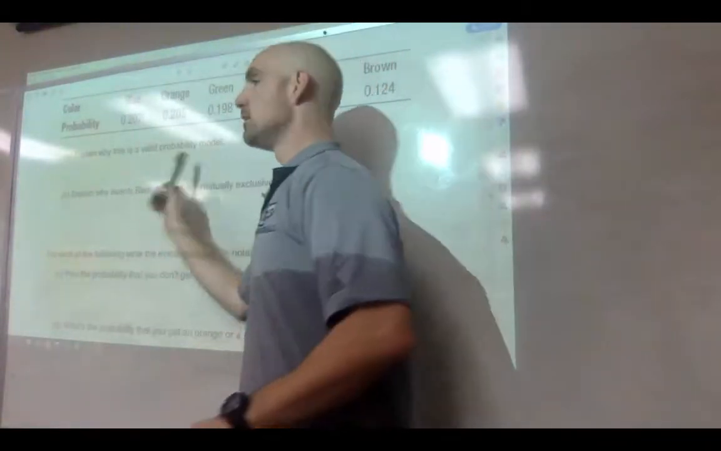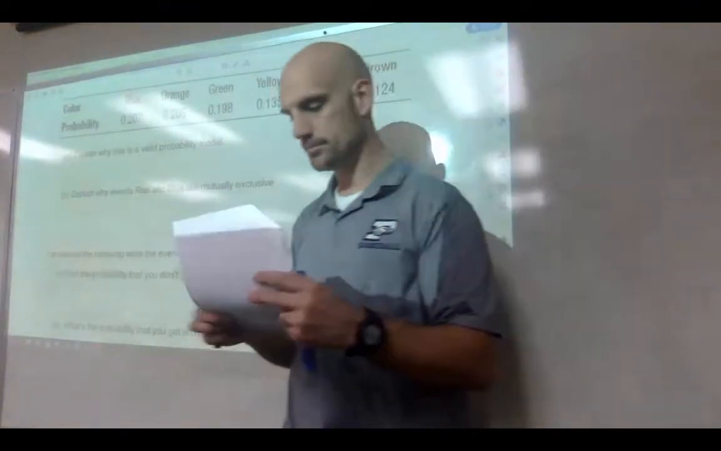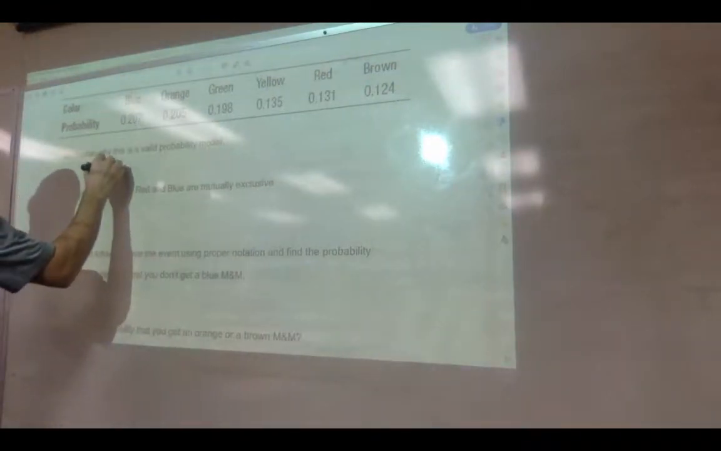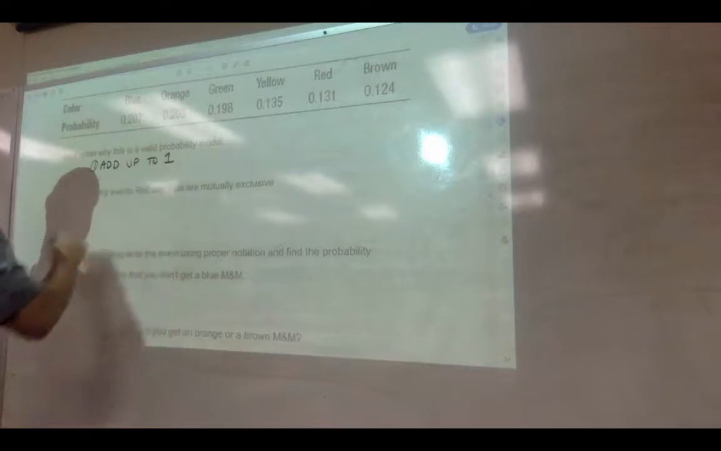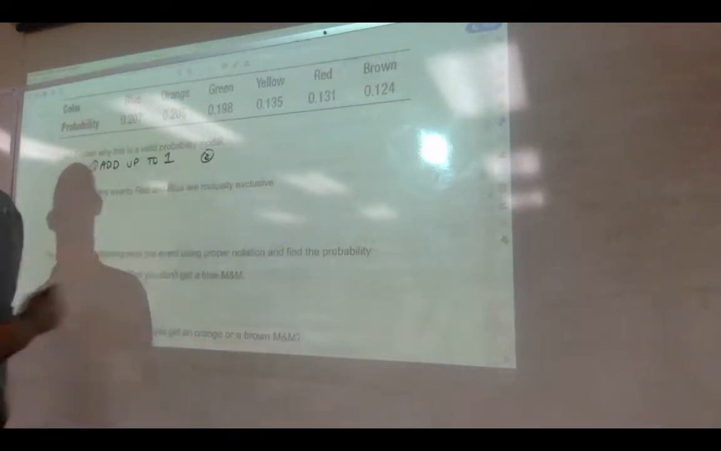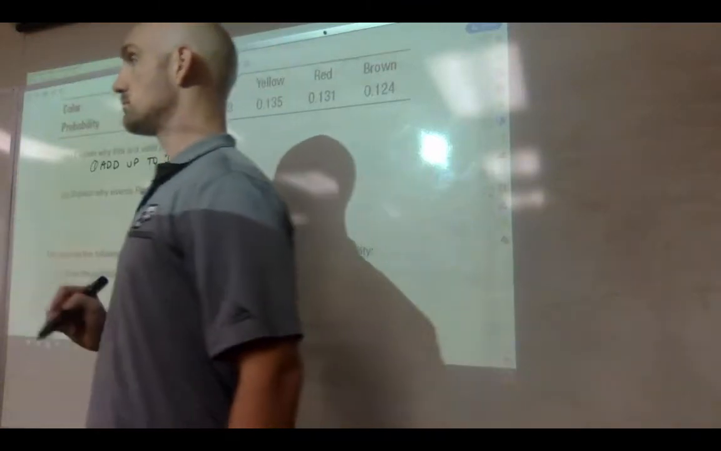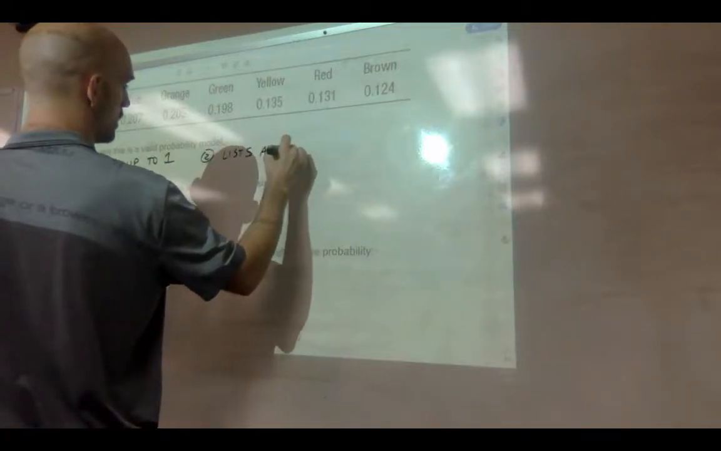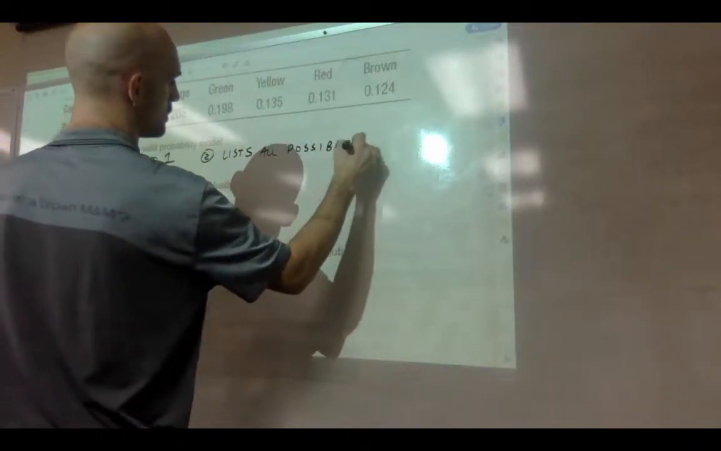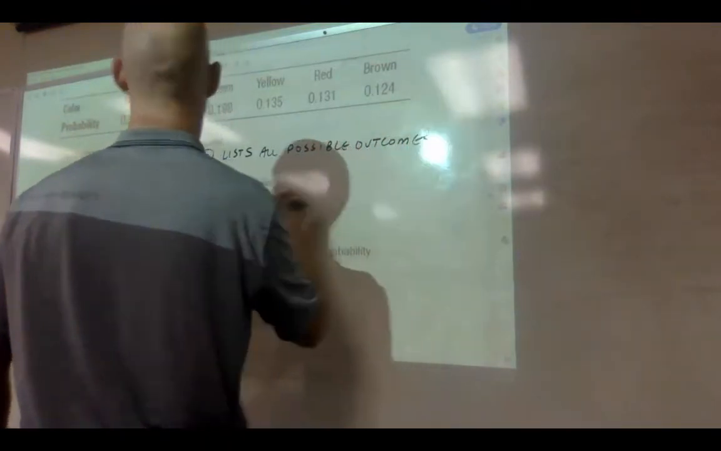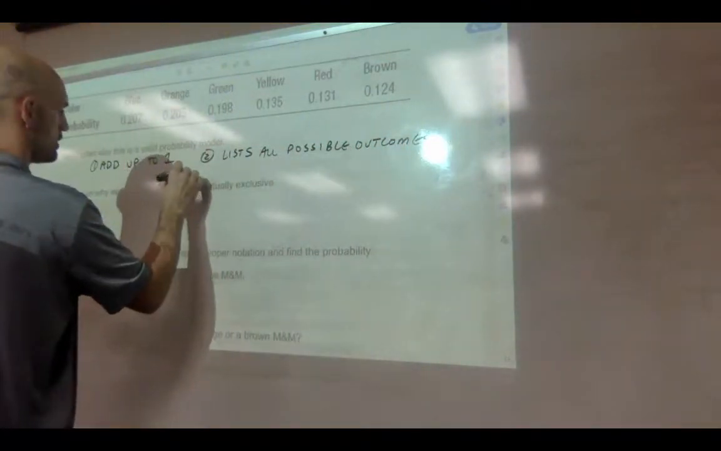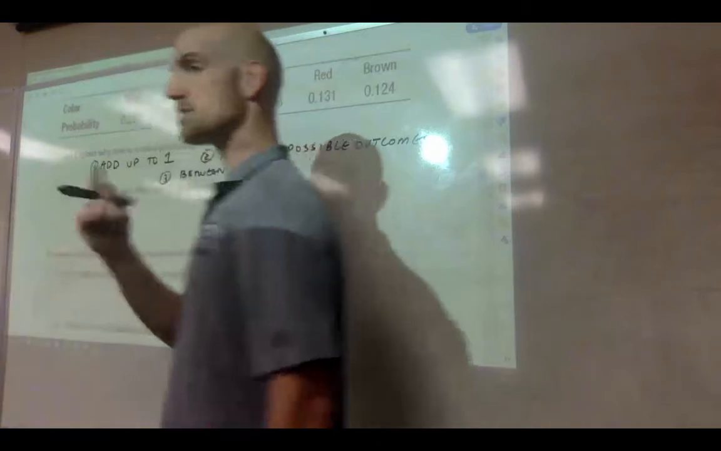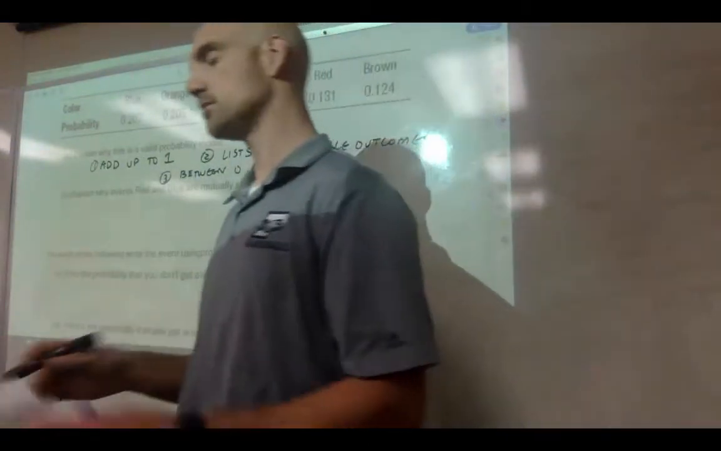Explain why this is a valid probability model. There are two reasons. One is what? They add up to 1. So the probabilities add up to 1. What's the second part? All the probabilities go between 0 and 1. It lists all possible outcomes. Those things make it a valid probability model.